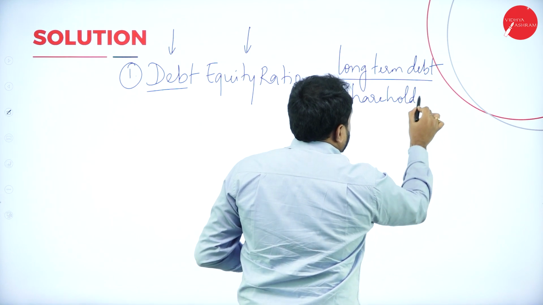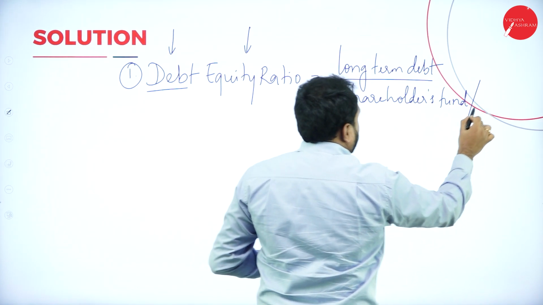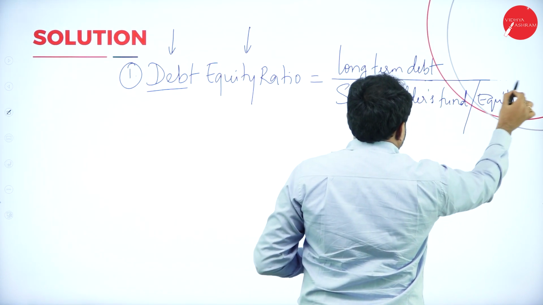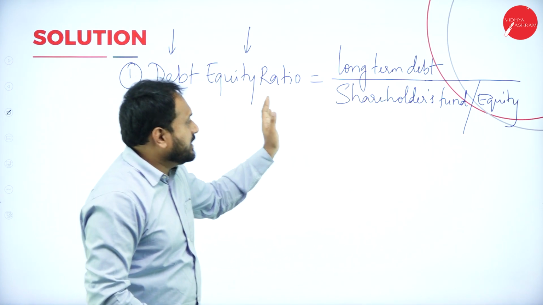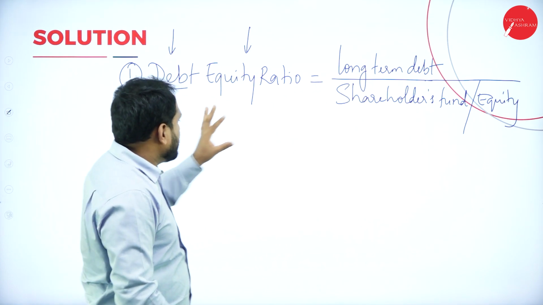Shareholders fund. It is also called as what? Equity. So this is what it is. So my formula is done. What is it? Long-term debt divided by shareholders fund. It is also called shareholders equity. Done. So I need to go with that.